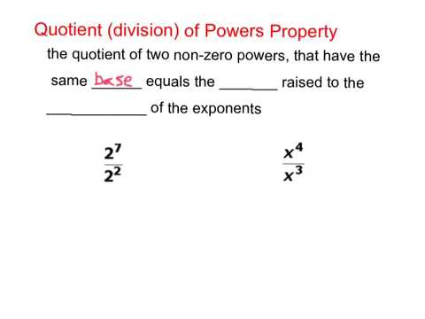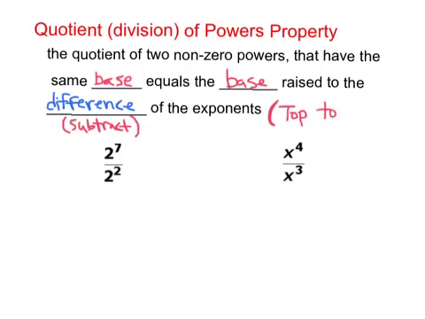So whatever that base ends up being, we take that base and we raise it to the difference of the exponents. Or in other words, what we're doing is subtracting. So when we say difference, we're talking about subtraction. And we always subtract top to bottom, so that all our subtraction problems look like this. If I was to use T and B, it would be top minus the bottom. I don't go bottom minus the top, I go top minus the bottom.